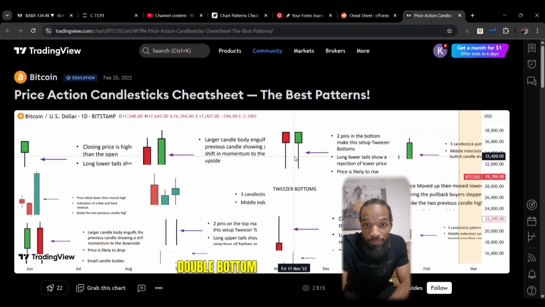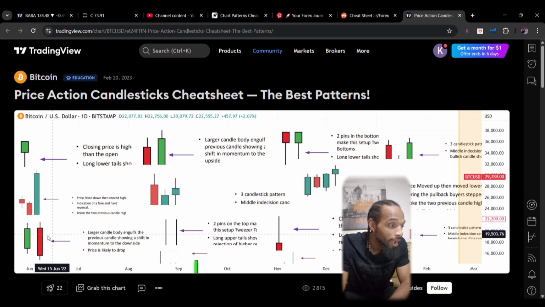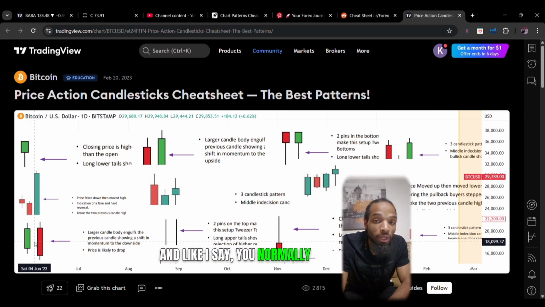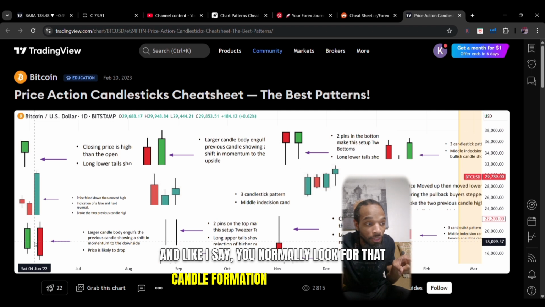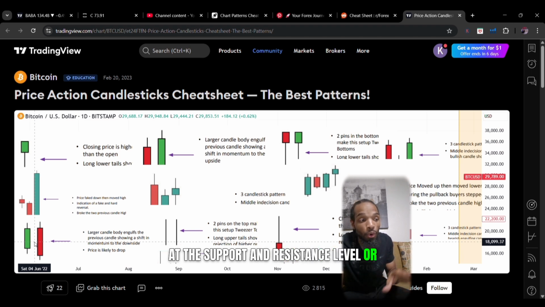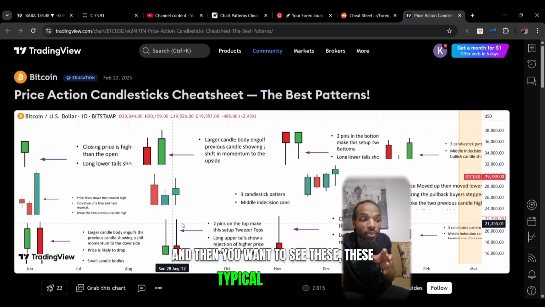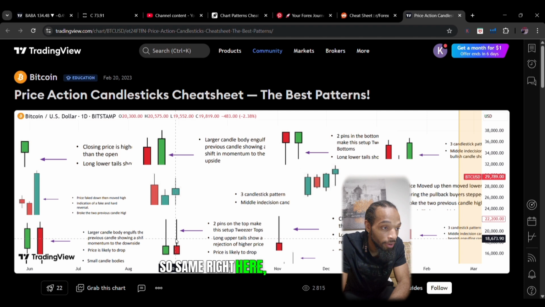Double bottom or tweezer bottoms. I look for this one right here. I like to see this. And like I say, you normally look for that candle formation at the support and resistance level, or around your trend line when it touches, and then you want to see these typical movements. So same right here.